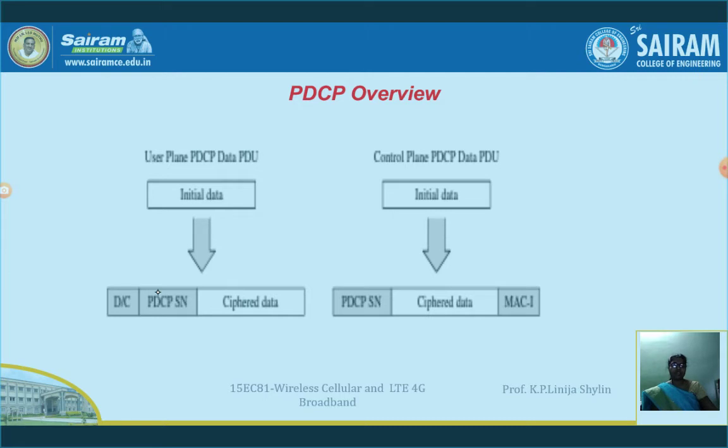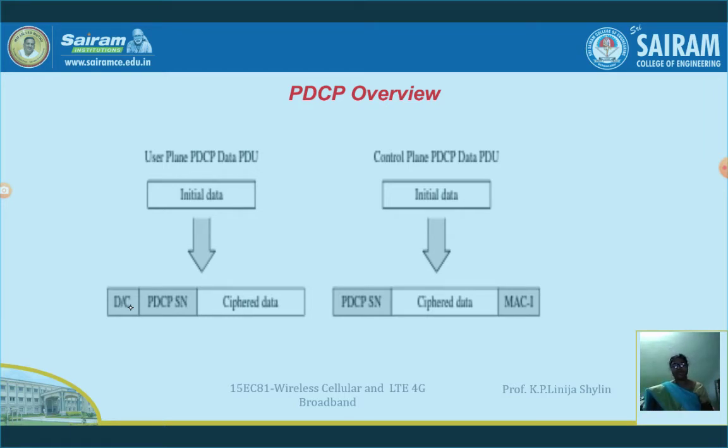Okay, and this PDCP data PDU has a short SN. That means it is used only for transparent mode. So we have a long SN sequence number and a short sequence number. And coming to that, there will be a D/C field, the D bar C field.